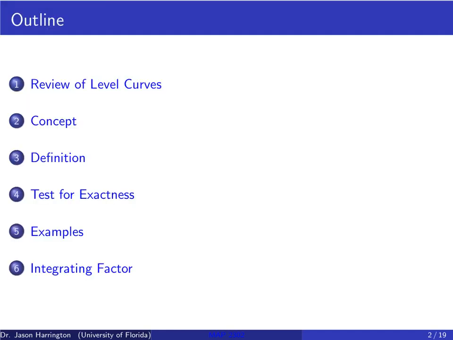Now, the time for this is a little bit longer because some of you haven't had Calc 3 yet. So I want to give you sort of a visual understanding of level curves before I start to dive into what an exact equation is.